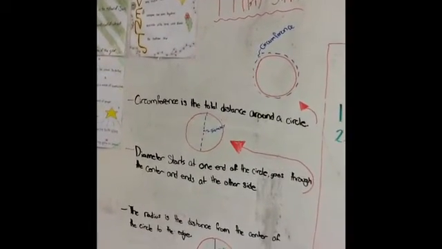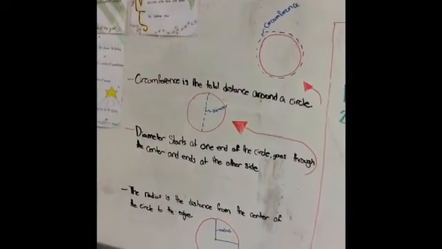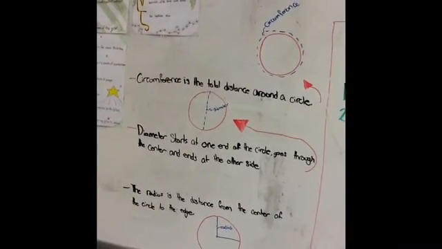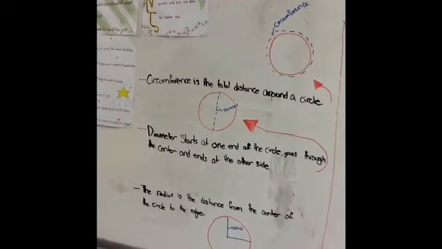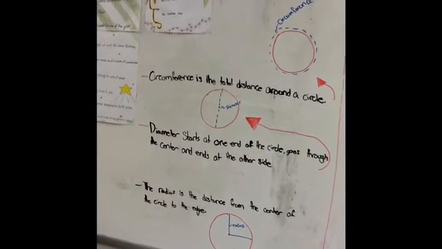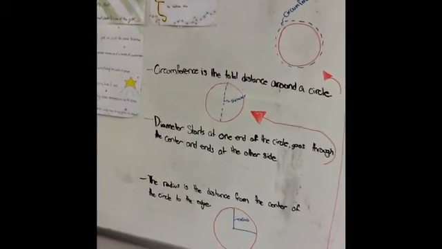Pi is a Greek letter which also equals 3.14. The circumference is the total distance around a circle. The diameter starts at one end of the circle, goes through the center, and ends at the other side. The radius is the distance from the center of the circle to the edge.